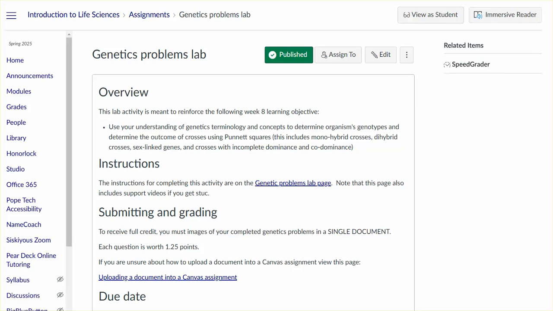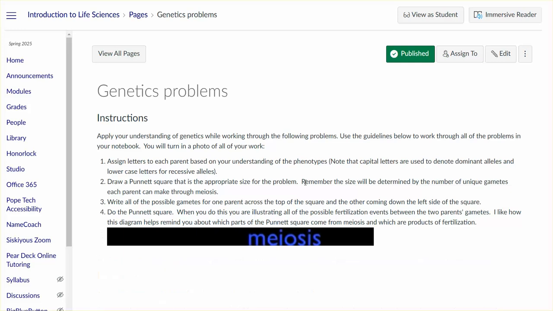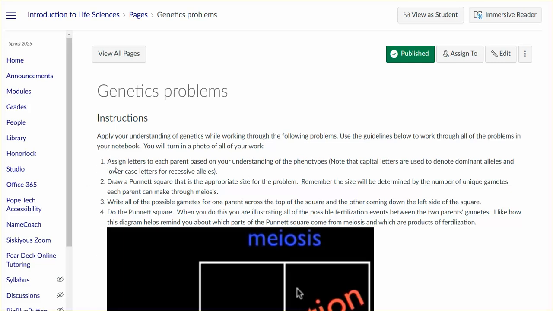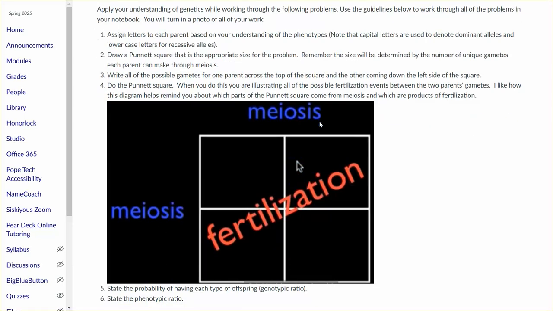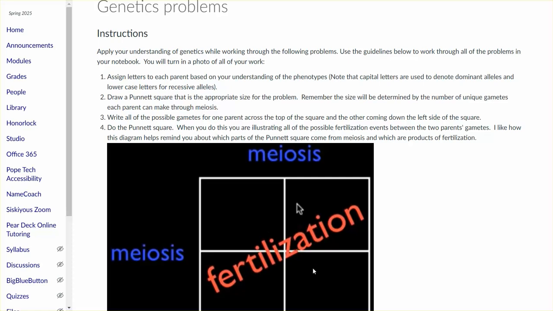This week's lab is basically doing some genetics problems. So here they are. These are the steps I want you to take for each problem. So assigning letters to the parents based on your understanding of phenotypes, drawing a Punnett square, writing all of the possible gametes on the 2 axes of the squares where it says meiosis in this diagram, and then writing all the diploid combinations of genotypes inside the 4 squares within the square.